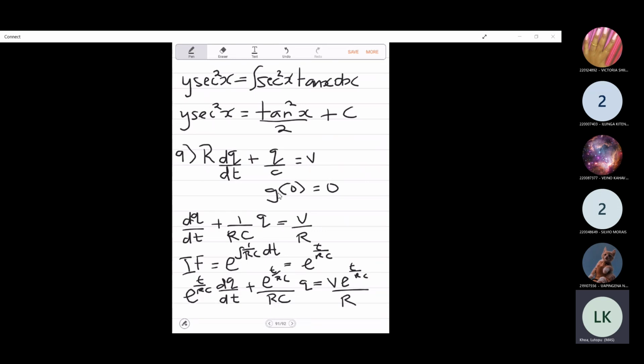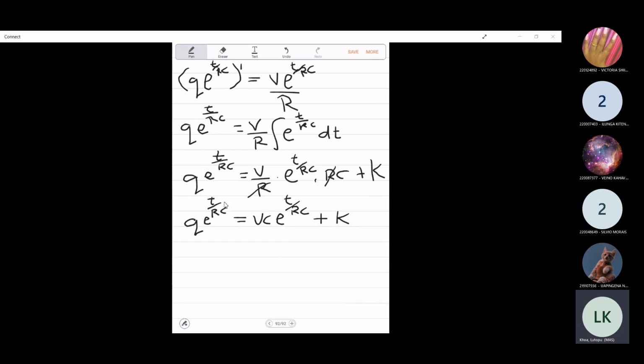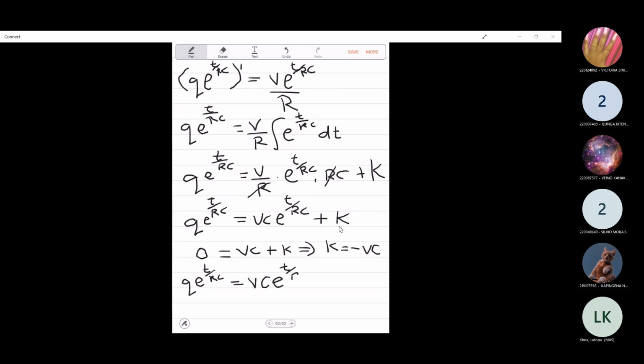Then remember we were given some initial conditions. Here I wrote g, but I meant q. Okay, so now we just substitute. Q is 0 and t is 0. So on the left hand side we will have 0. And then here we will have VC, and this is 0. So e to the power of 0 is just 1. So VC plus k, which means k is equal to negative VC. And then I rewrite this equation with negative VC. Okay, so my particular solution is this, minus VC. And that is it.